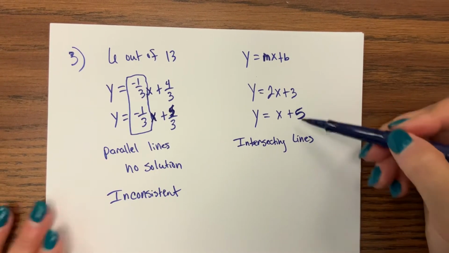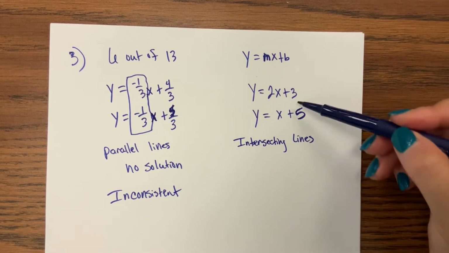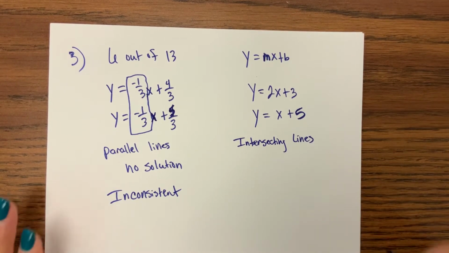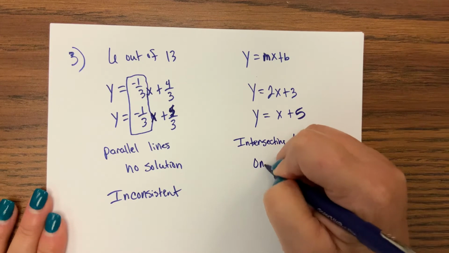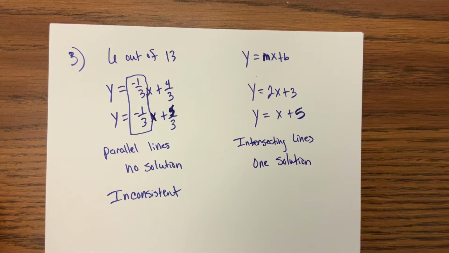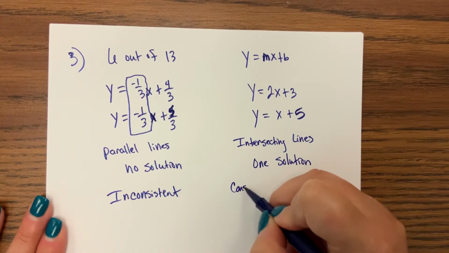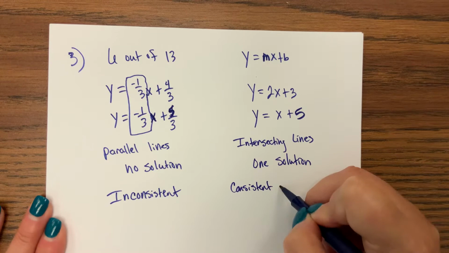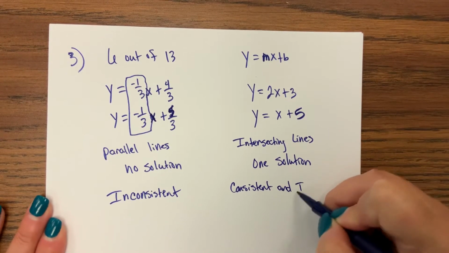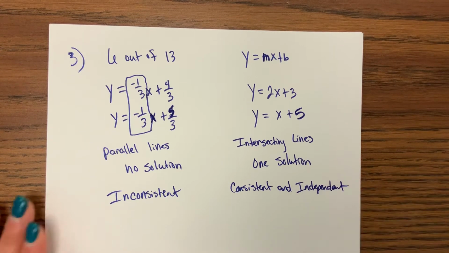That's, by the way, what you're looking for when you're graphing two lines. When you're doing a system, you're looking for where they cross. That's their solution. So that means they have one solution, because they're going to cross at one point. And then this means they are consistent and independent. So this is what she talked about on that slide.